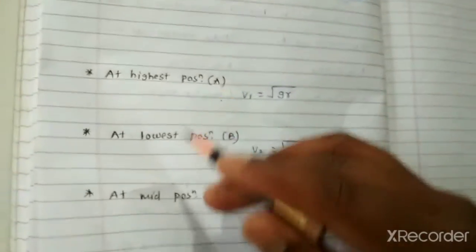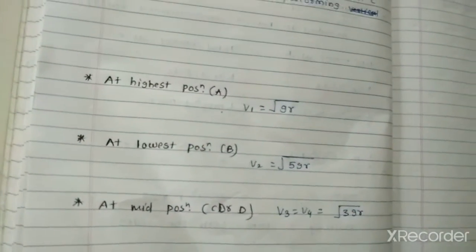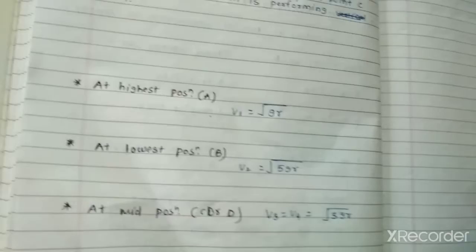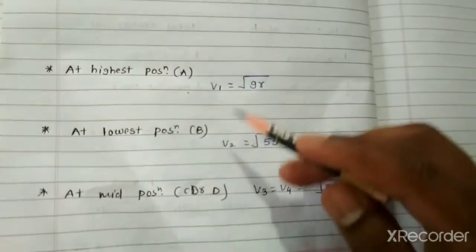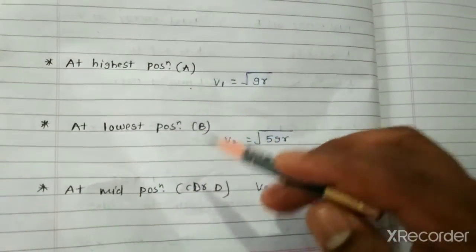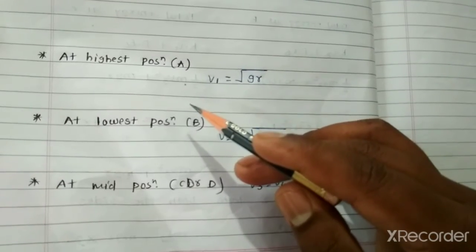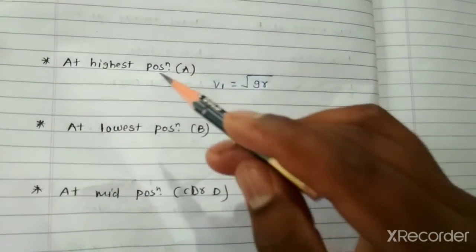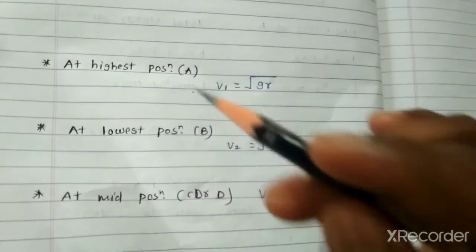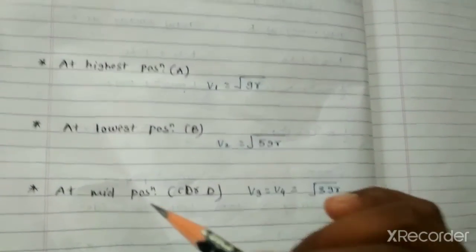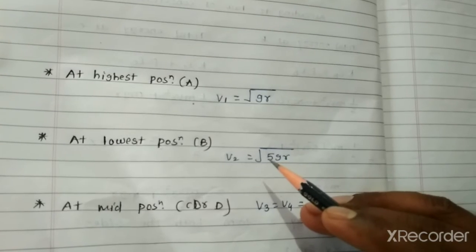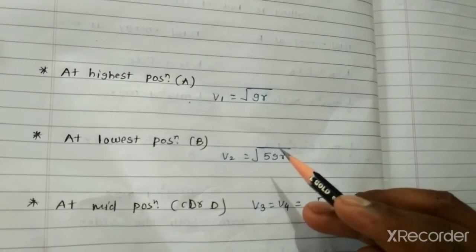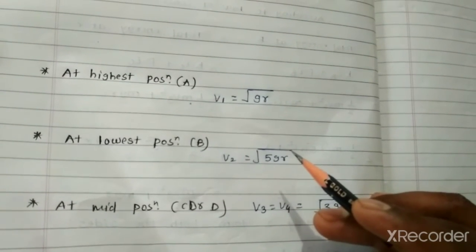And these are the expressions for the minimum velocity of the particle which is performing vertical circular motion at different positions, for the highest position, lowest position, and mid position. So hope students you understood this vertical circular motion and its cases.